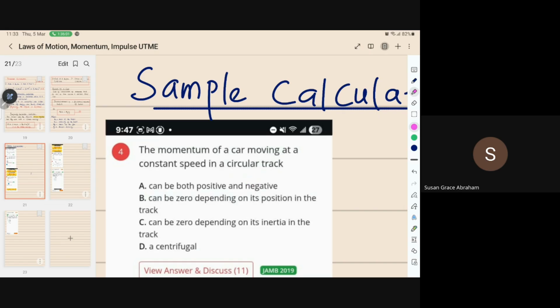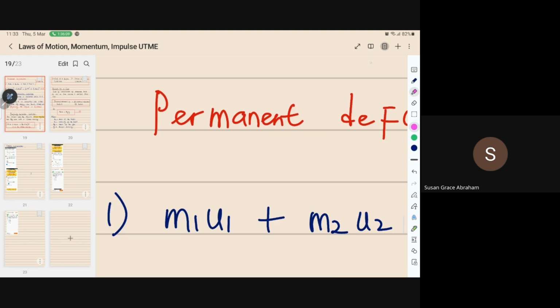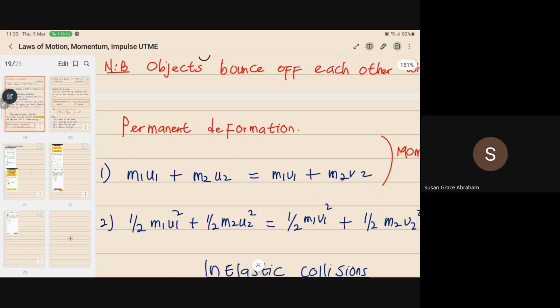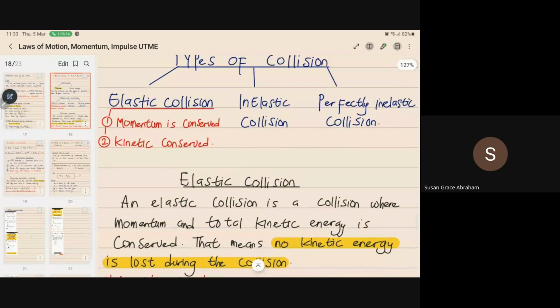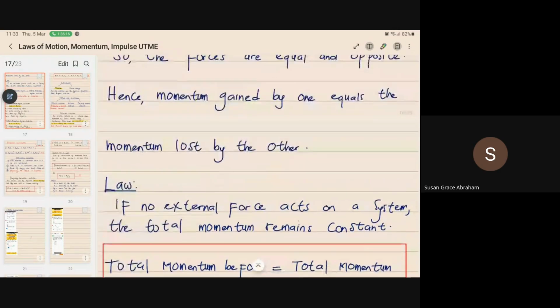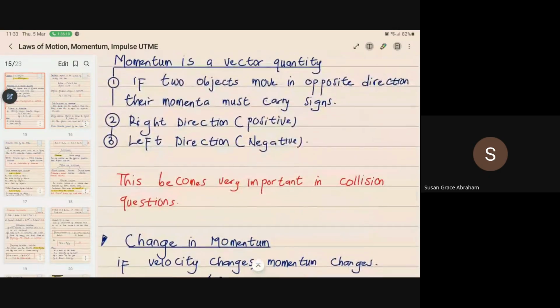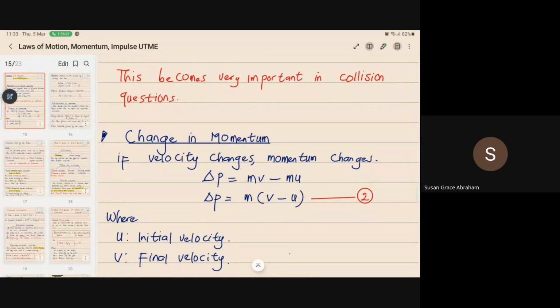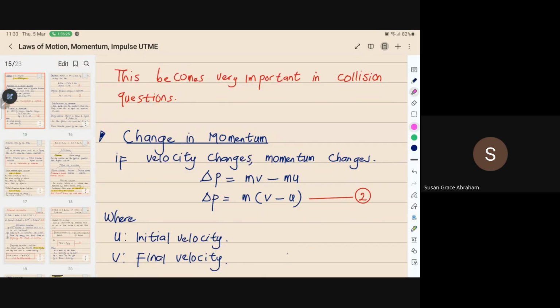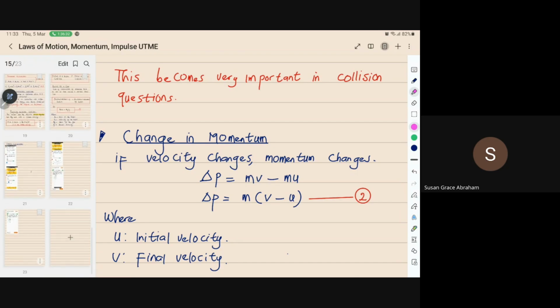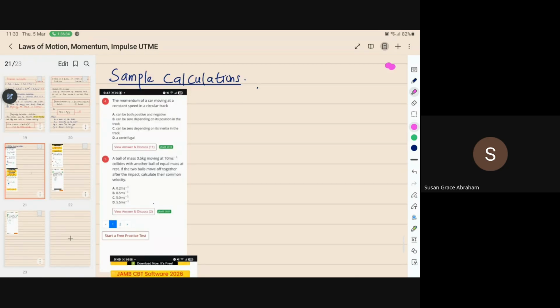Now, so what happens? Remember that there's a statement I made earlier inside your notes here. I had to do that consciously, right? Where I said that, look at this. If velocity changes, momentum changes. Look at where I said it here. If velocity changes, momentum will change. And what causes velocity to change? Once direction is changing, it means that velocity is changing as well, right?